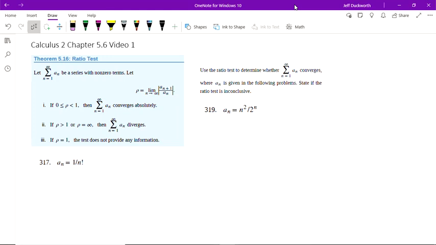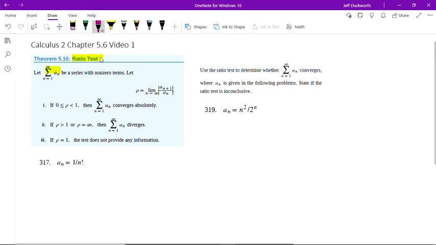All right, now we're going to talk about something called the ratio test. This theorem 5.16 is a ratio test. So if we have some sort of series of this form, the sum from n equals 1 to infinity of a_n, it's a series with non-zero terms. If they're all zero, we don't worry about it. But if we have non-zero terms in it, we're going to look at this rho.